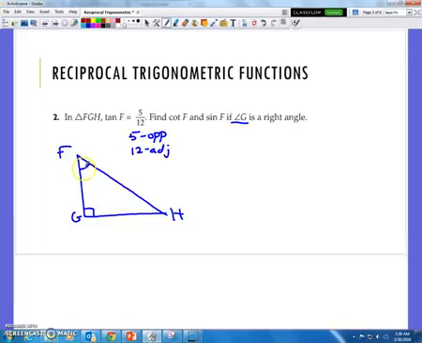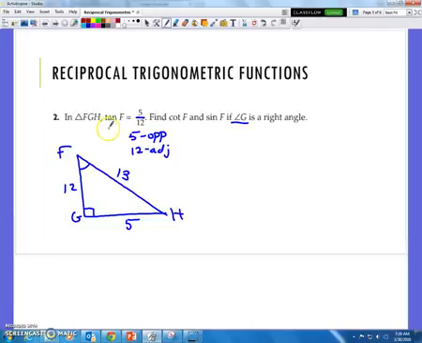Okay, so I know that opposite on top, 5, adjacent 12, and I know that this is a right triangle, so I know this side must be 13 because it's a special Pythagorean triple. Or I could use the Pythagorean theorem if I wanted to. Okay, but those Pythagorean triples do come in handy.